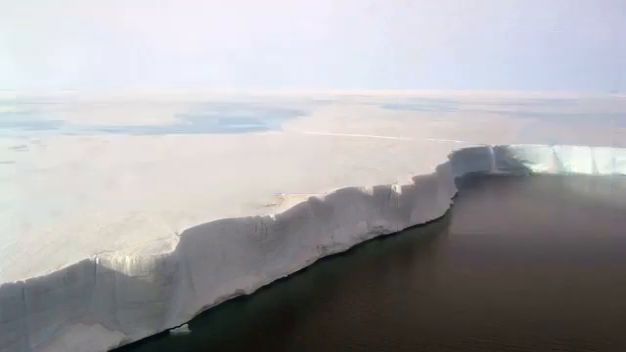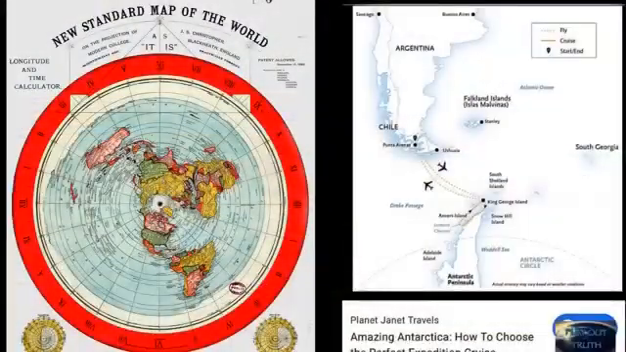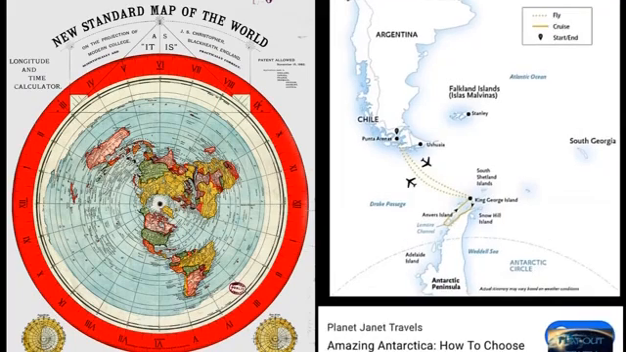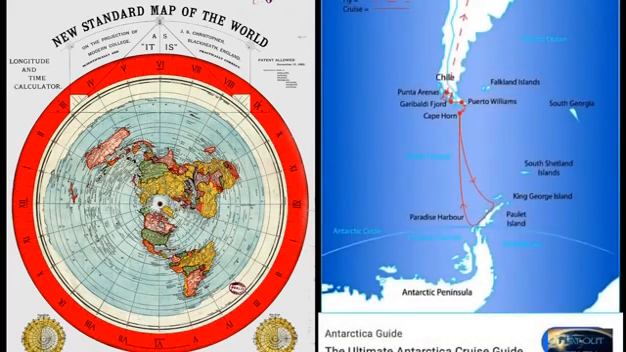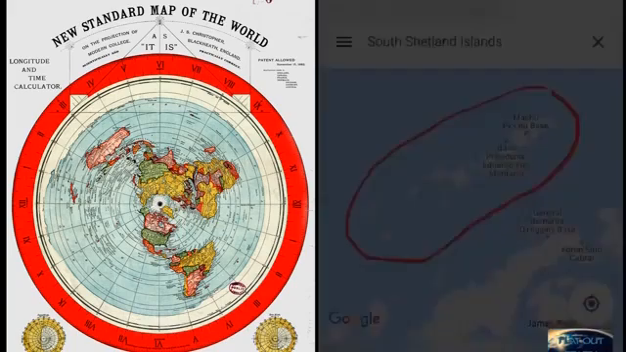Enjoy the video. Okay, here we have the flight and cruise route for a tour to Antarctica from Planet Janet Travels. Let me zoom in on that a little better where you guys can see it. There we go. Now let's switch over to this map of the route so you can see the names. It leaves out of Cape Horn, goes past the South Shetland Islands, along the Antarctic tail, and then back up.